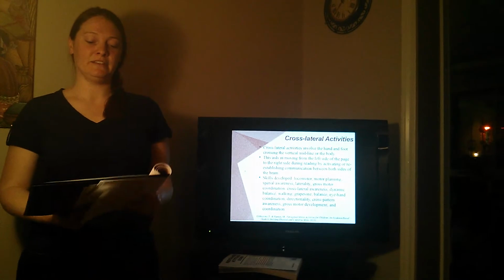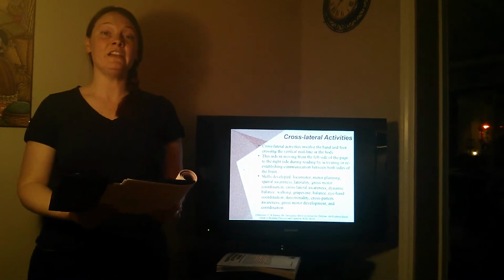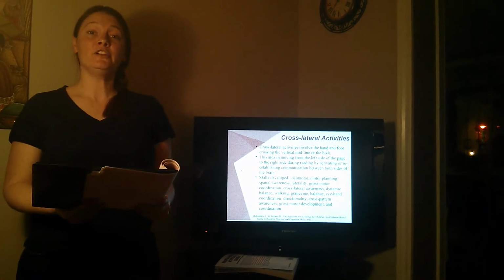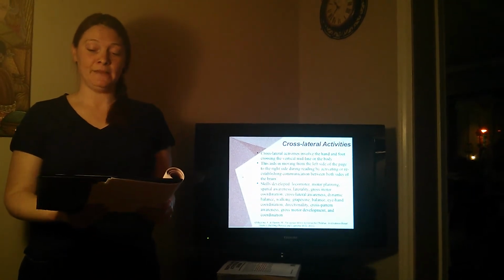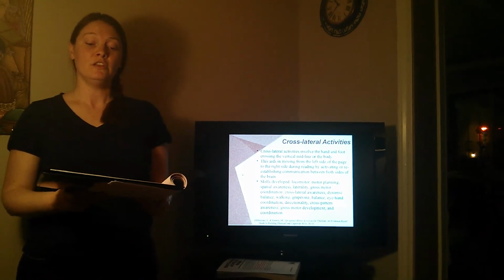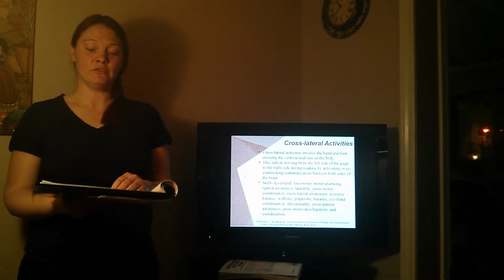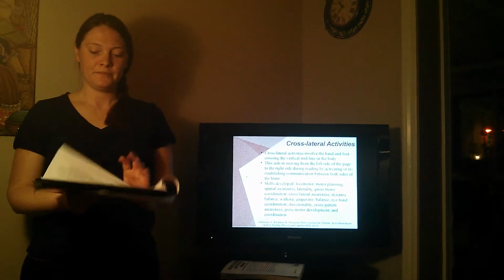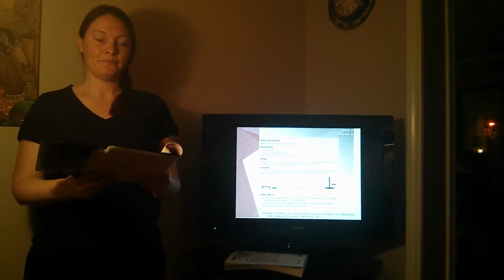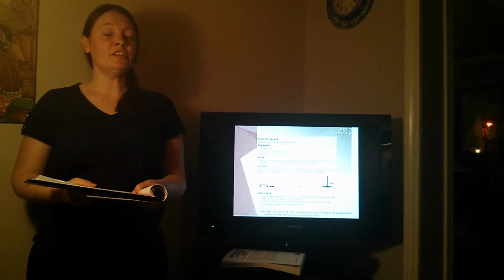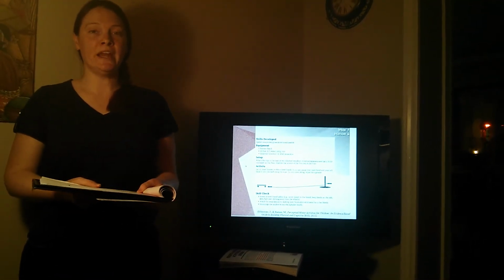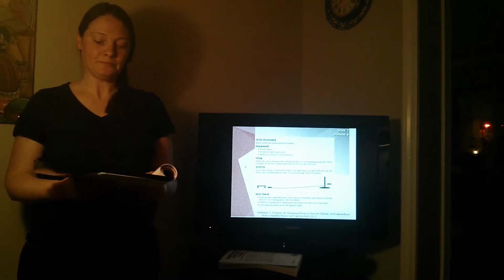Cross-lateral activities. Cross-lateral activities involve hand-foot crossing the vertical midline of the body. This aids in moving from left side of the page to right side of the page during reading and writing. An example of cross-lateral activities: the children are to lie down on a scooter and pull themselves on a rope that is attached to an object.